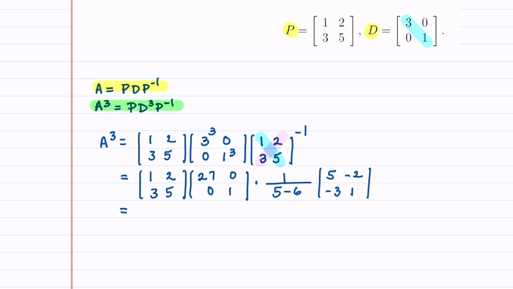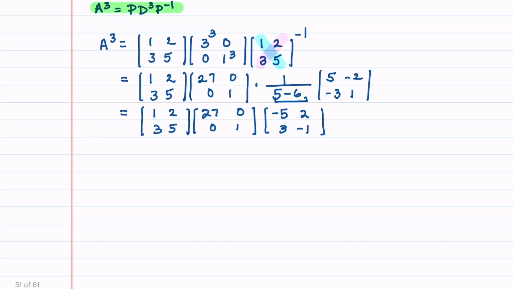So let's go ahead and rewrite this one more time, and then we'll start our multiplication. So we have a 1, 2, 3, 5. And then we have a 27, a 0, a 0, and a 1. And then this right here is a negative 1. So in our matrix on the right, every entry gets multiplied by a negative. And this gives us a minus 5, a 2, a 3, and a minus 1.